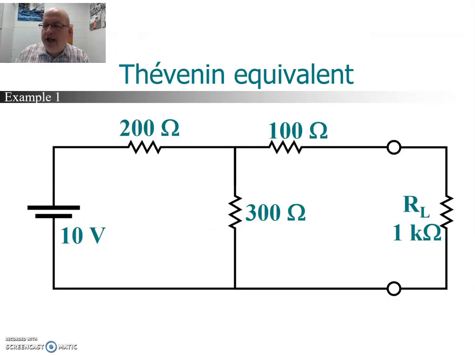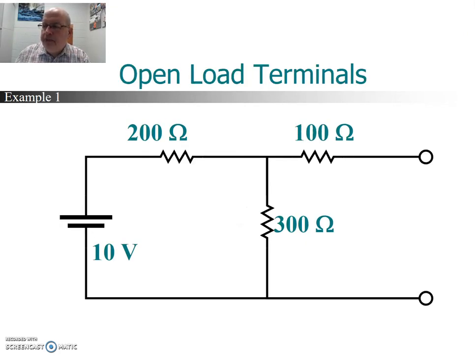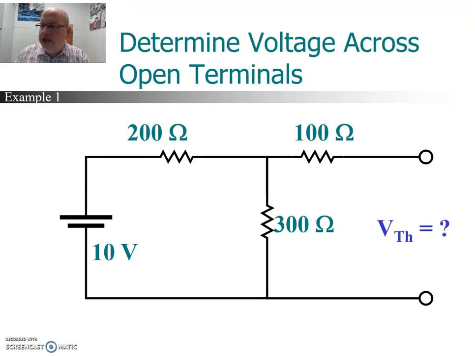So let's look at an example. If we have this circuit here, a 10-volt source, and then 3 resistors connected to load terminals, what is the Thevenin equivalent of this circuit? So we're going to first of all open the load terminals. And now we want to analyze this in order to find what is the voltage across those open terminals.